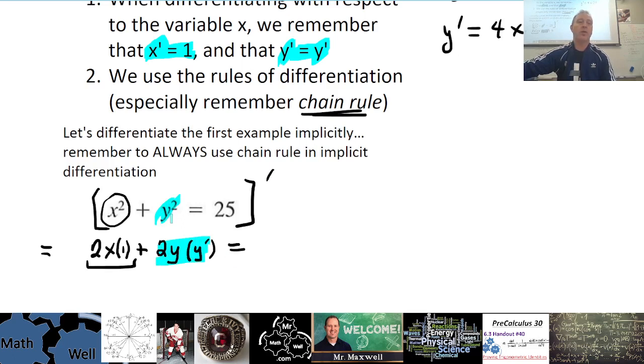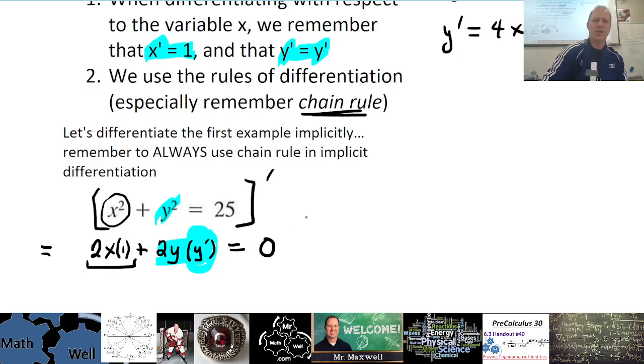Because we've always had y just by itself, we've always just focused on y prime. What's the derivative of y? Y prime. Well, now y is going to be mixed up in other terms with other variables and with exponents and in the denominator. So you've got to think about this as chain rule now. All right, what's the derivative of 25? 0. Very good. The derivative of a constant is still 0.